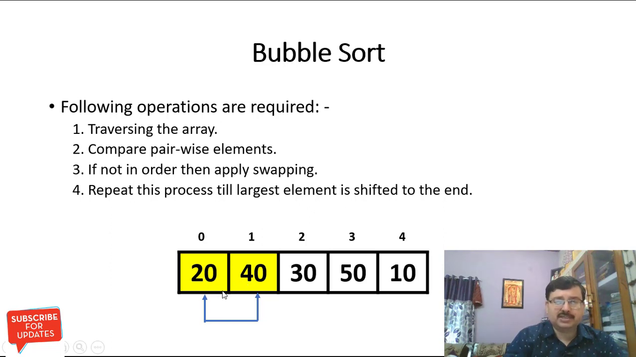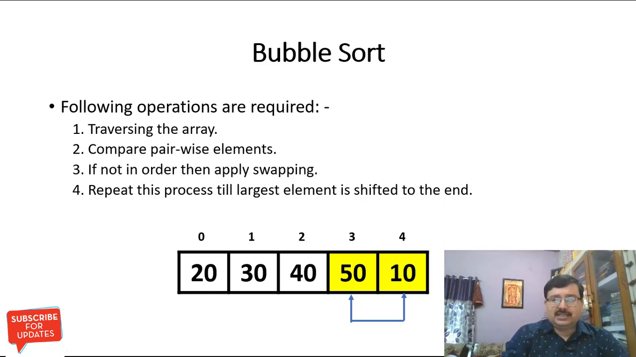The swapping is done. Now in the next step, compare the next two adjacent elements. If they are not in order, then swap them. After swapping, 30 comes at the first position and 40 at the second, or you can say index number second. Now similarly, compare the next two adjacent elements, 40 and 50. They are sorted because 40 is less than 50, so no need to swap. So now move on to the next cell.